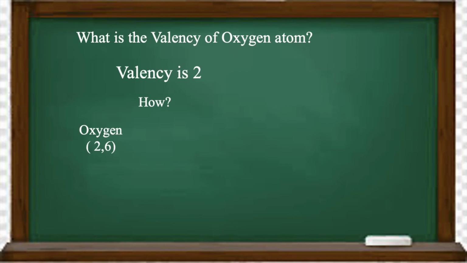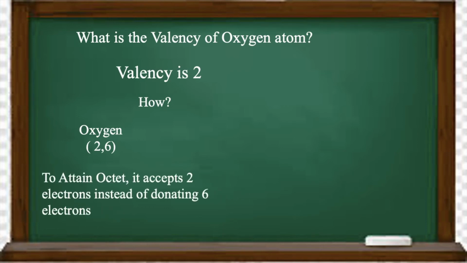So this configuration is considered an unstable one because it has 6 electrons in the outermost shell. It needs 2 more electrons. Oxygen easily accepts 2 electrons instead of donating 6 electrons. When oxygen accepts 2 electrons, it becomes an oxide ion. You should not represent it as oxygen ion. You should represent it as oxide ion. Now this oxide ion is stable because it has the configuration of 2, 8.